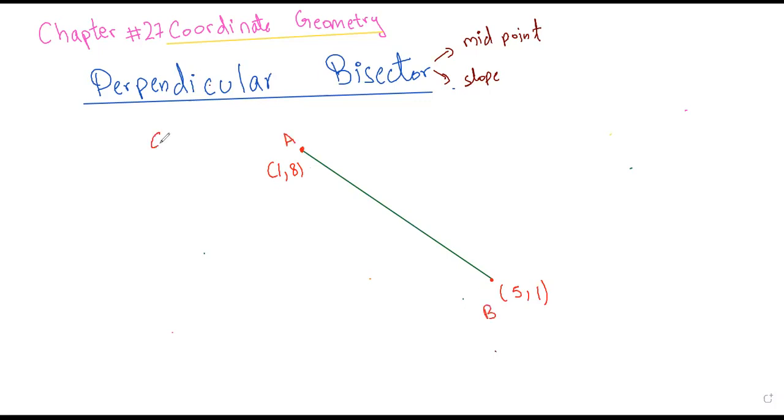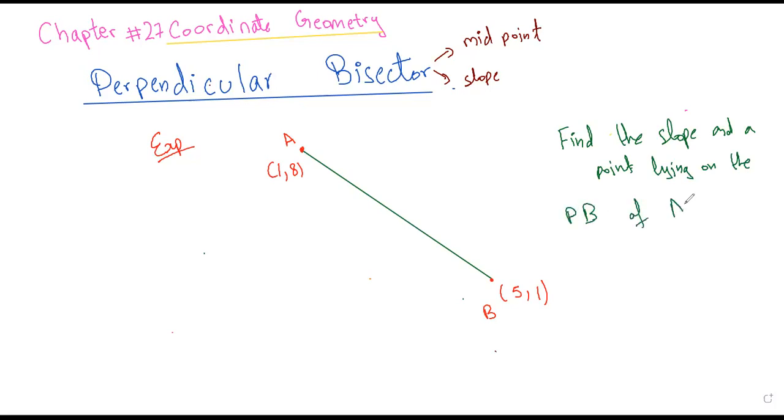My question is: find the slope and a point lying on the perpendicular bisector of AB. So you have 5 minutes, think about it and tell me your answers. And if you are not able to do it, just tell me directly, I will do it for you, okay? Not an issue.